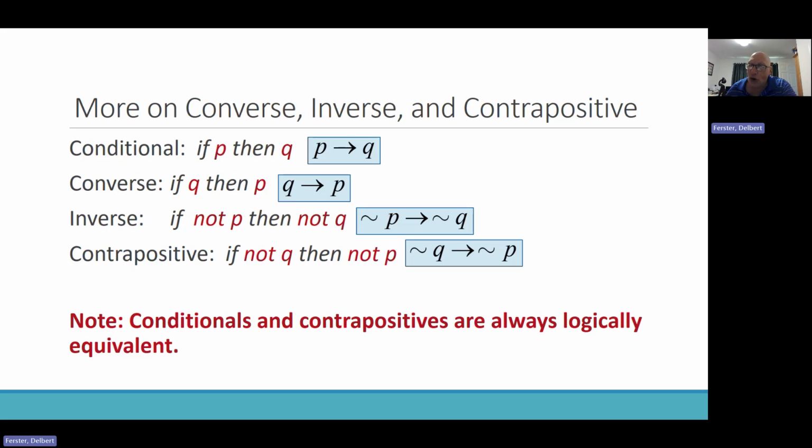The inverse takes your original conditional and negates both. So what used to be if P, then Q throws negations in on P and throws negations in on Q. No change on who's who, simply negating the original hypothesis and negating the original conclusion. Contrapositive negates both and interchanges. So the contrapositive is the negation as it applies to the converse.